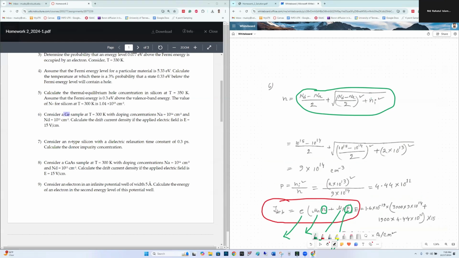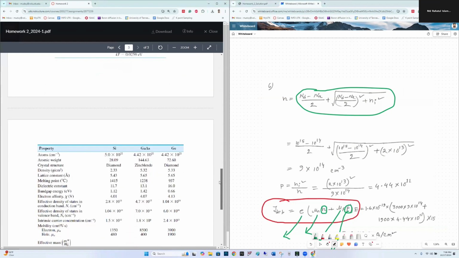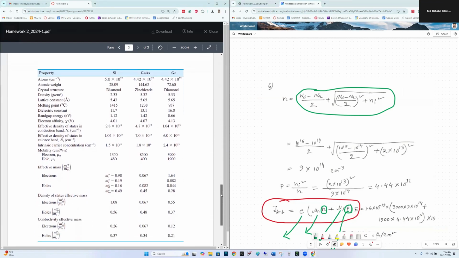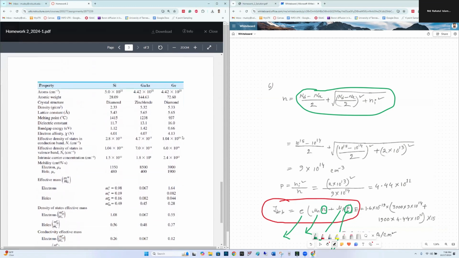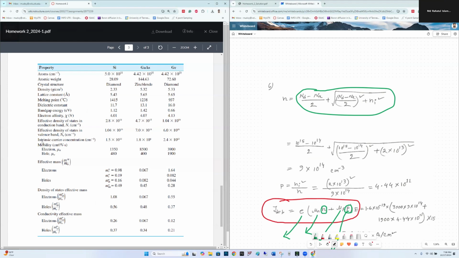And ni. So what is ni for germanium? You can just go back to the table to find the ni. So here's the value of ni, the intrinsic carrier concentration. We have to find this for germanium. The third column is for germanium, which is 2.4 times 10 to the power 13.